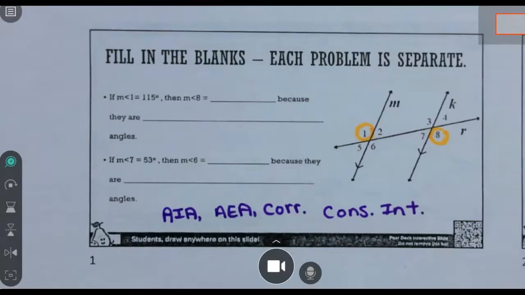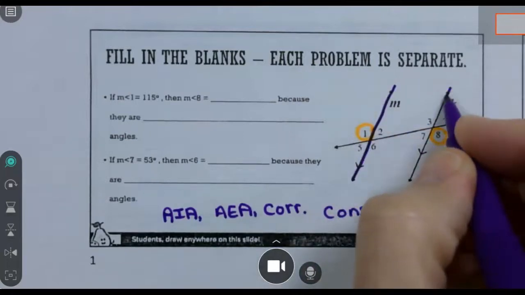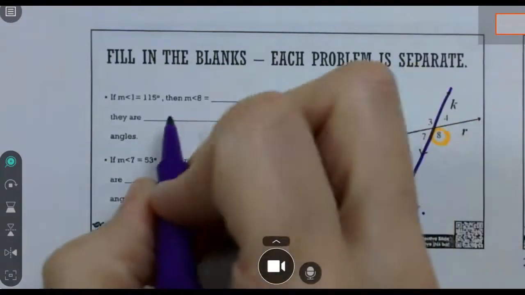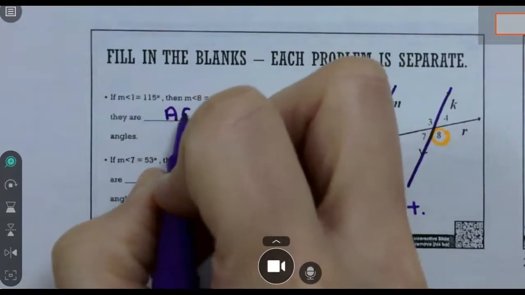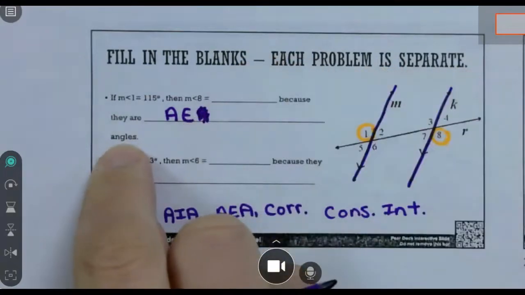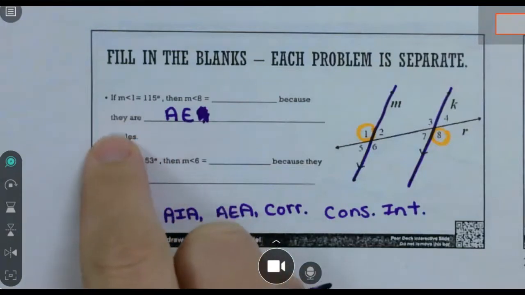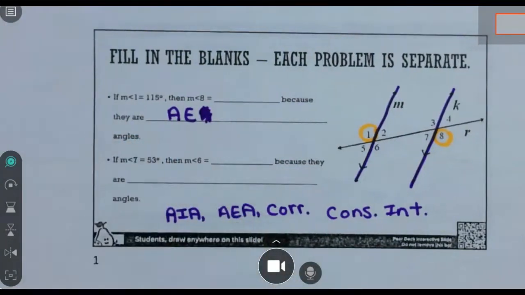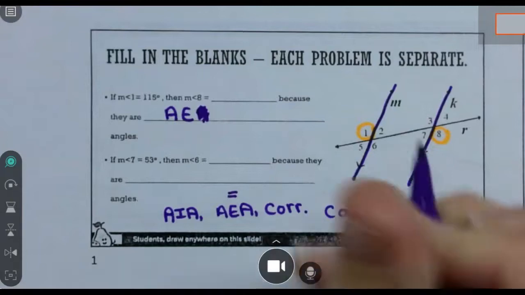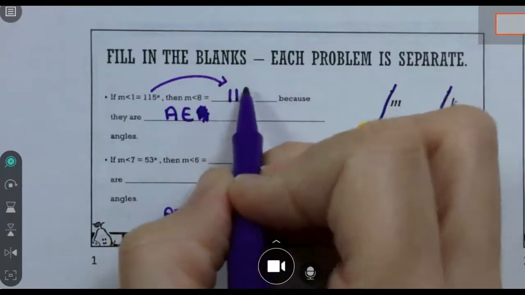1 and 8, because they are on the outside of my 2 parallel lines, they're going to be our only exterior pair. So that is alternate exterior angles. No theorem, and actually we don't even need the A because the word angles is back here. So we really just need the alternate and the exterior, and then angles shows up at the end of the line there. And what do I know about alternate exterior? I know that those are equal to each other. So I'm just going to take my 115 and say that angle 8 should also be 115.